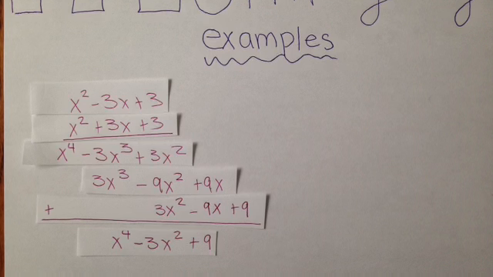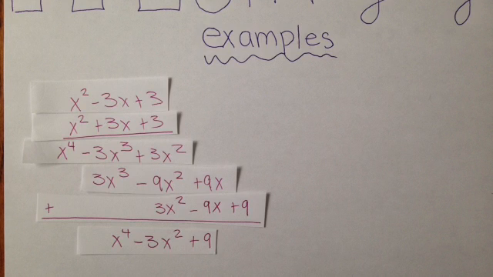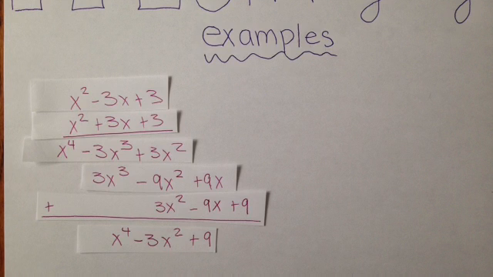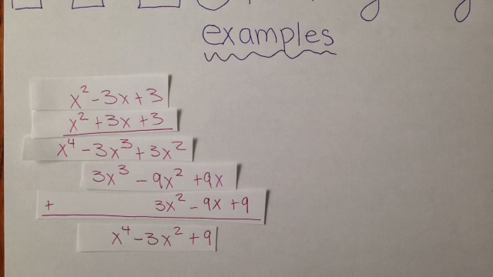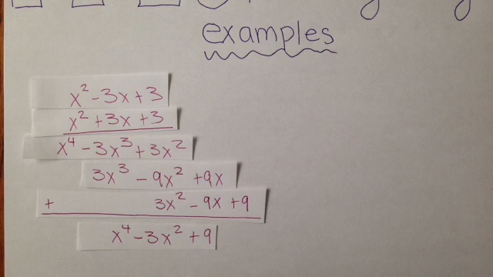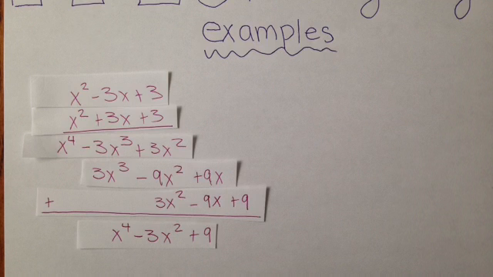So then you just have to carry down your 9, and that is your answer. X to the fourth minus 3x squared plus 9 is your final answer for that problem.